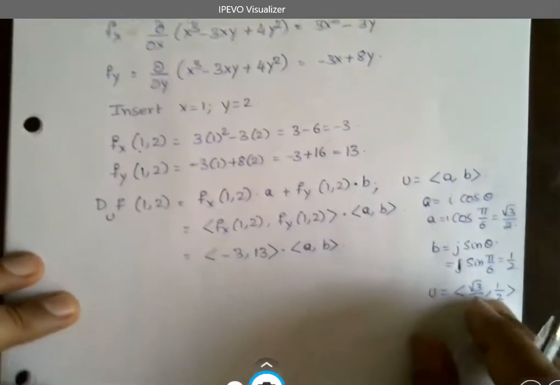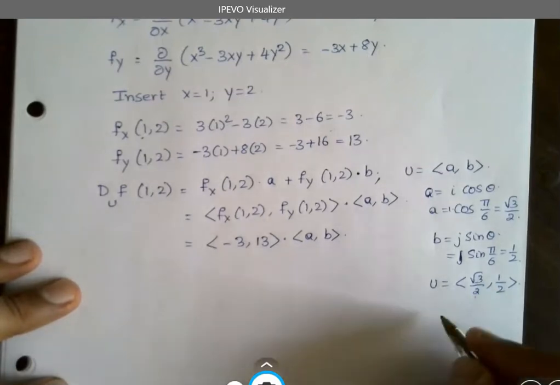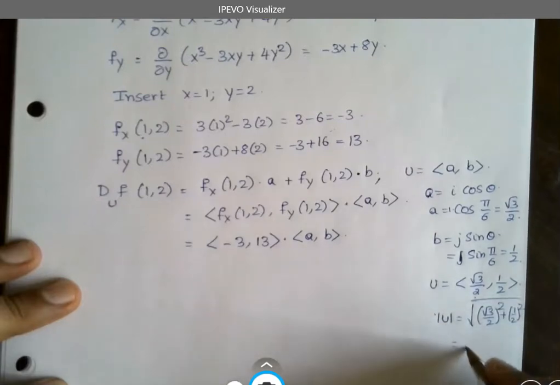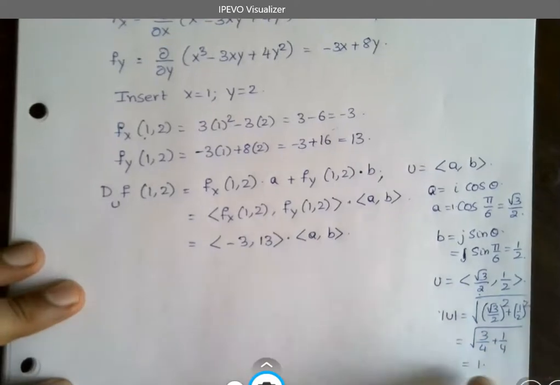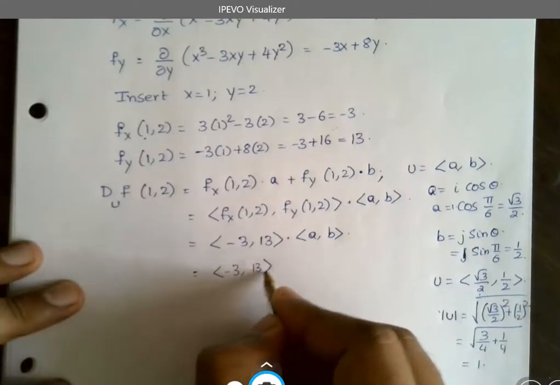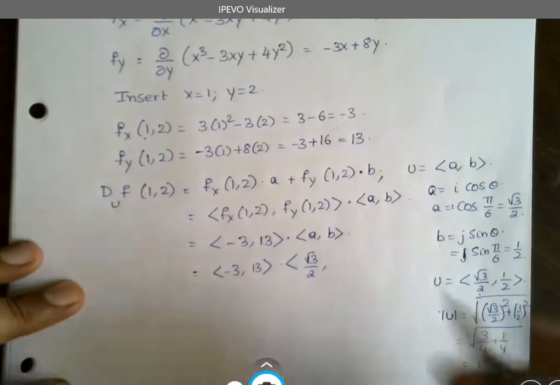But we want to make sure that this is a unit vector. So the magnitude of u is the square root of (square root of 3 over 2) squared plus (1/2) squared. That's the square root of 3 over 4 plus 1/4, which is 1. So it is a unit vector, so we can just write this as (-3, 13) dot (square root of 3 over 2, 1/2).